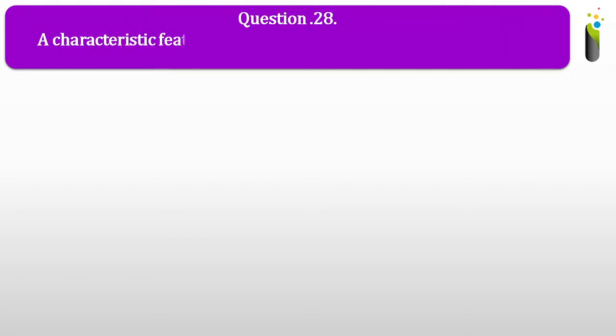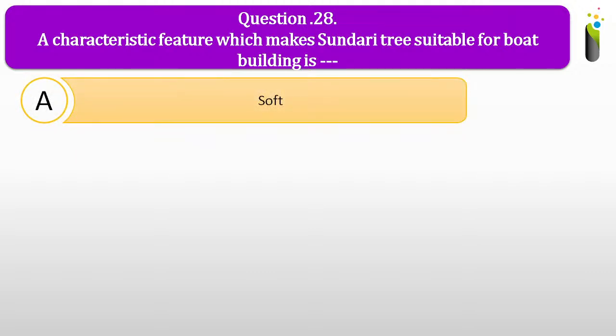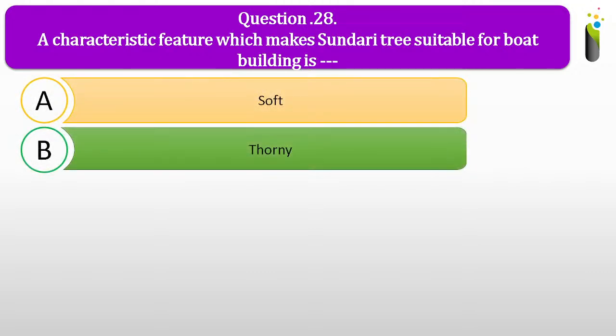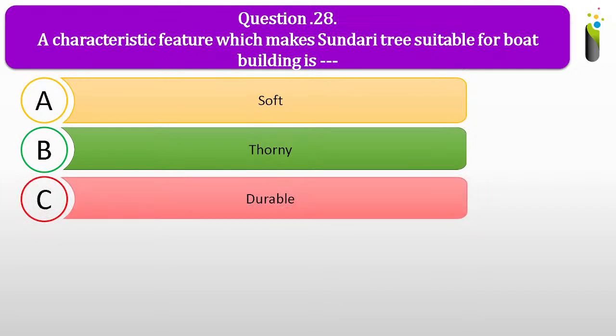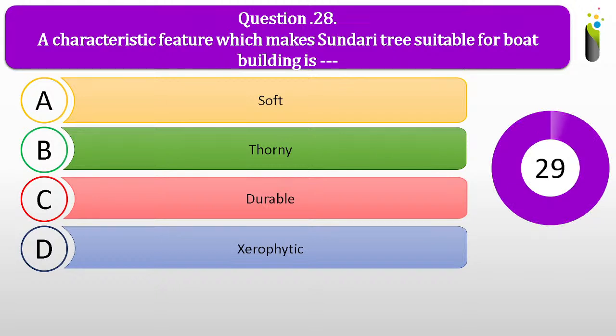A characteristic feature which makes Sundari tree suitable for boat building is dash. A. Soft. B. Thorny. C. Durable. D. Xerophytic. And the time starts now. Quite a predictable answer. Quite an easier one.